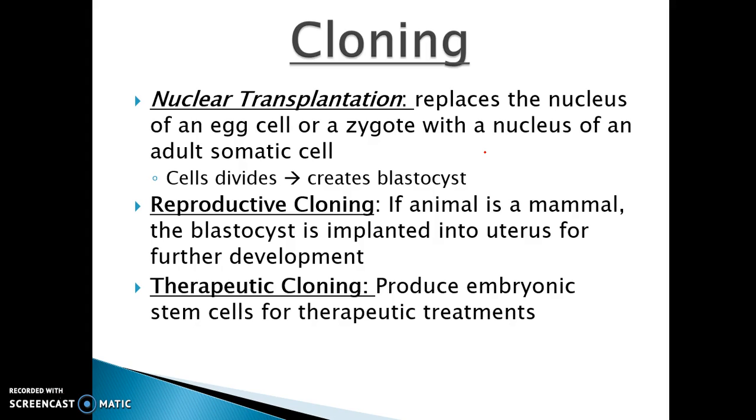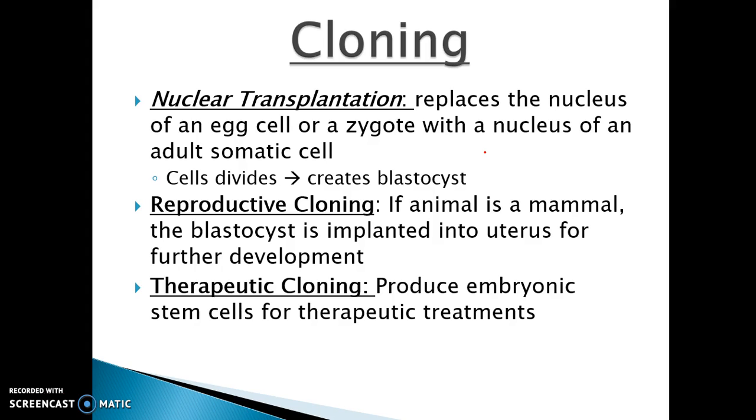Now that is done by nuclear transplantation. So you take the nucleus of an egg cell or of the zygote, and then you replace it with the nucleus of an adult cell. That's going to cause that cell to divide through mitosis, and that big ball of cells is called the blastocyst. Therapeutic cloning produces embryonic stem cells for therapeutic treatment. So it's a way to make more cells for you to use for yourself, to get better therapy or to have a medicine.